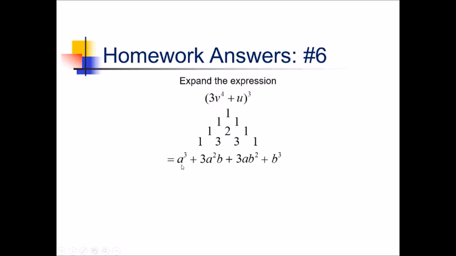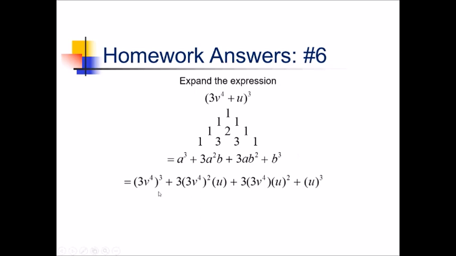So this is going to be 3v to the 4th quantity to the third plus 3 times 3v 4th squared times u plus 3 times 3v to the 4th times u squared plus u to the third.